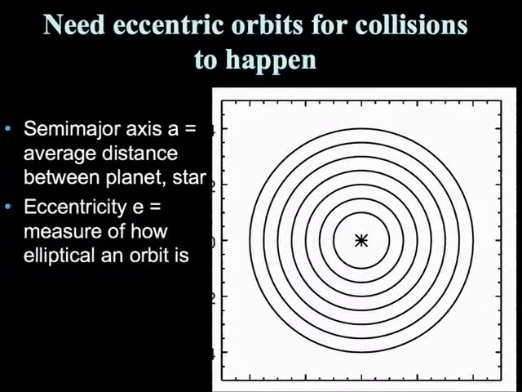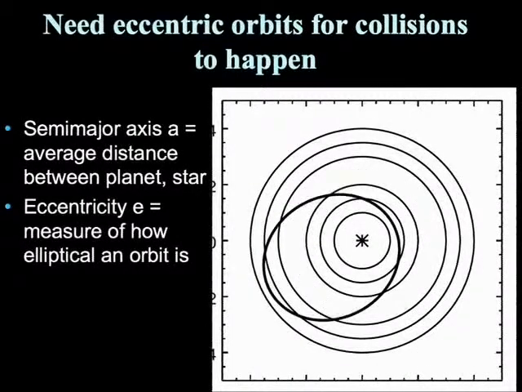And so for things to collide, you need to have some eccentricity, because if you have a whole bunch of circular orbits, they never intersect. You can't collide. So for example, if one of these guys in the middle suddenly magically got an eccentricity of 0.5, then its orbit would cross a whole bunch of other ones, and then you can have collisions between bodies. Okay?